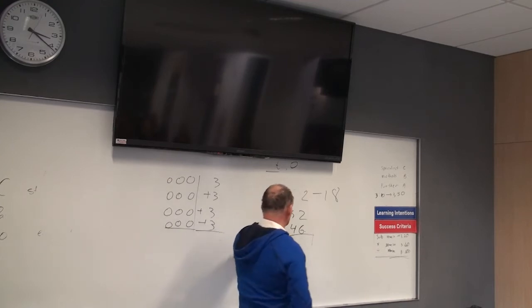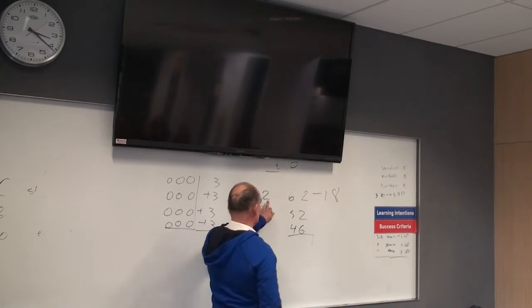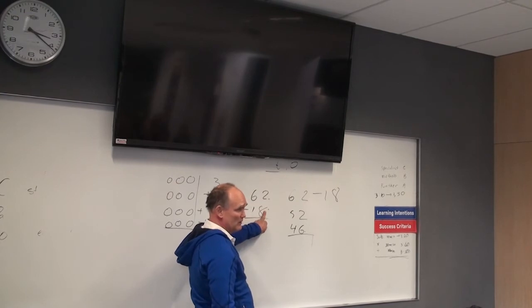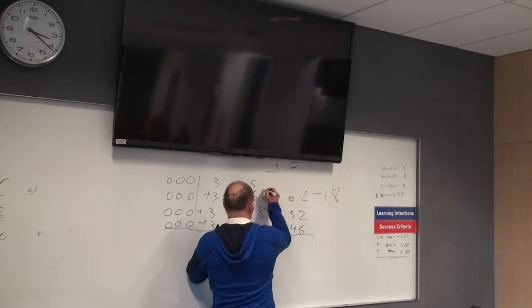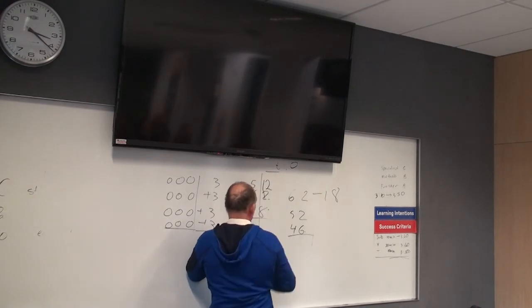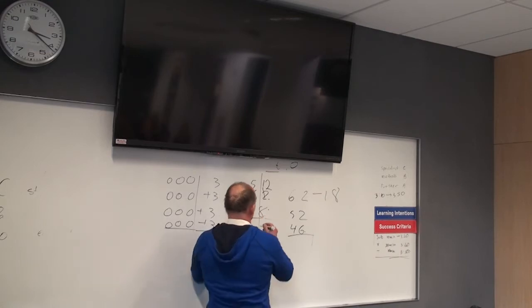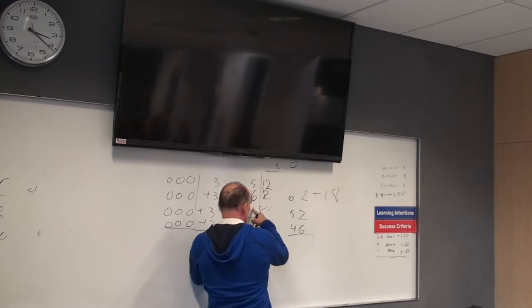Anyway, let's do it with an algorithm. 62, take away 18. I've got 2 ones, can I take away 8 ones? No. Rename. I'll rename one of them and I'll have 12 ones. I have 12 ones, can I take away 8 ones? Yes, 4 ones. I have 5 tens, can I take away 1 10?